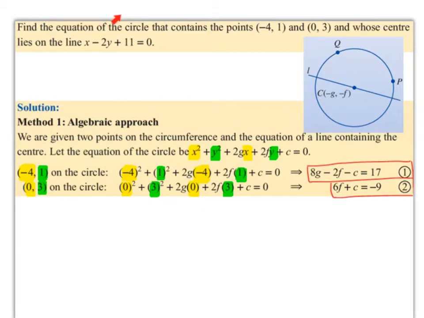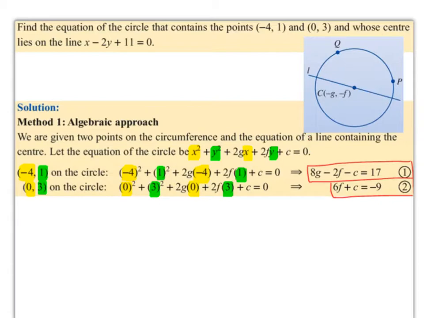Find the equation of the circle that contains the points (−4, 1) and (3, 0) and whose centre lies on the line x − 2y + 11 = 0. Method 1, algebraic approach. We are given 2 points on the circumference and the equation of a line containing the centre. Let the equation of the circle be x² + y² + 2gx + 2fy + c = 0.